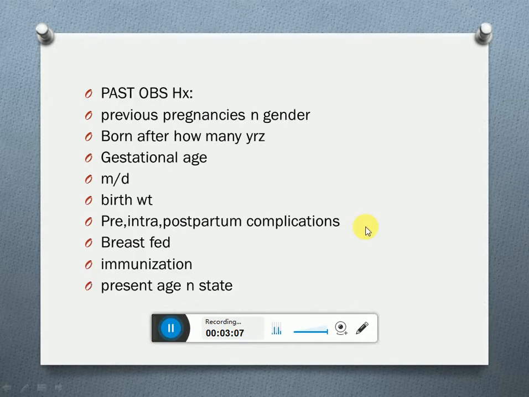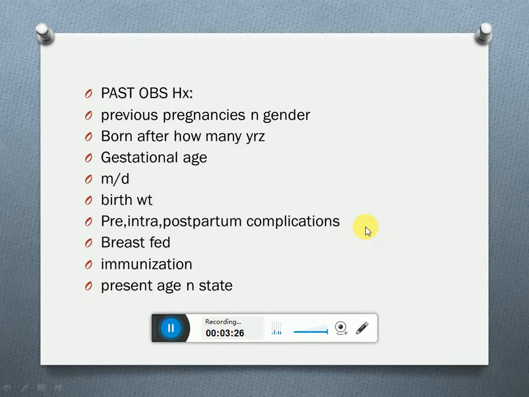The next component is past obstetric history. In the past obstetric history, you have to give detailed information on all the previous pregnancies of the patient: how many pregnancies have occurred, how many babies she had, how many of them are alive, how many of them died, and how they died.